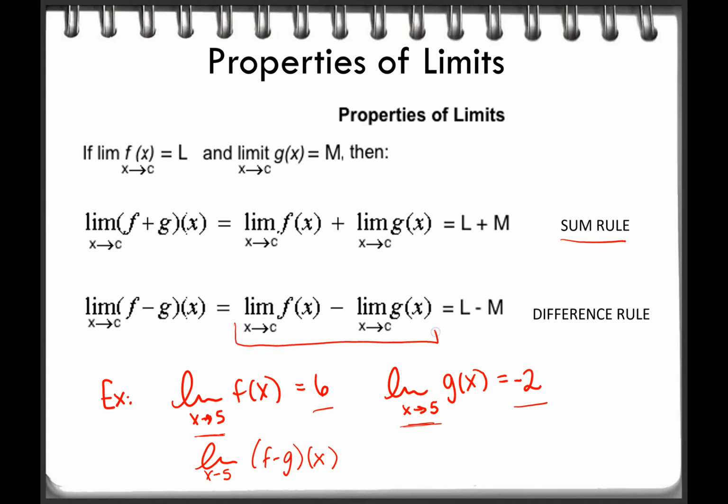That's the same exact thing as writing out the limit as x approaches 5 of f of x minus g of x. Okay, so don't get too confused by the notation. It's basically saying, hey, subtract those two limits. And that's what we do, right? We're going to do 6 minus, and then our g of x limit would be -2. And of course, 6 minus -2 is going to be equal to 8.